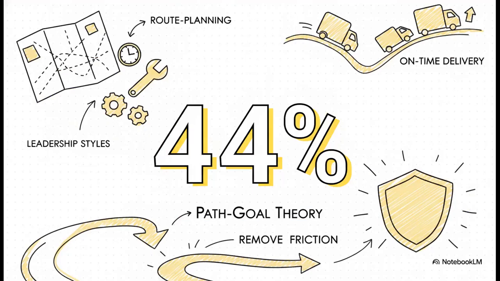And the results? Absolutely staggering. By matching their leadership styles to the exact needs of those individual teams, they actually cut route planning time by 44%. They also increased on-time delivery by over 9 points in just 4 months. That right there is the dramatic business outcome of using path goal theory effectively. It's not just about making people feel warm and fuzzy. It is about systematically driving massive operational success by simply removing friction.